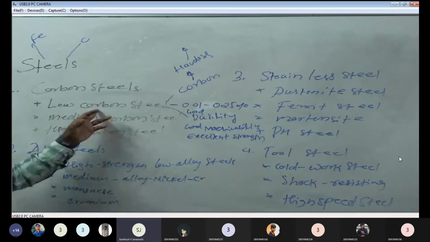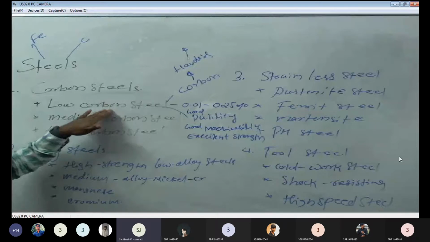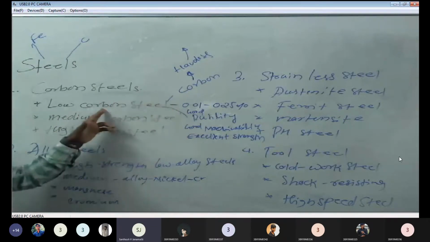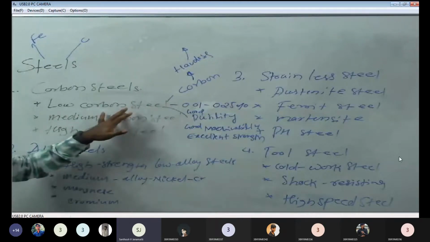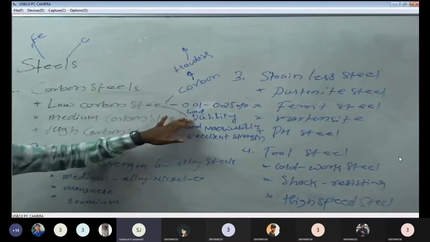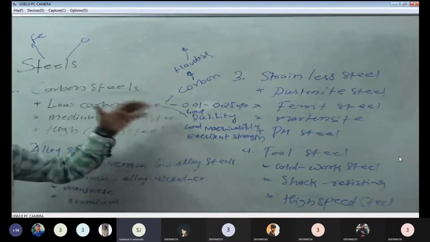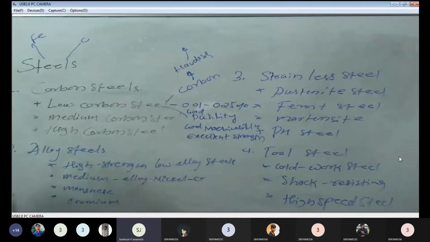What about the hardness of the steel? Suppose you ask, what about the hardness, sir? These low carbon steels are very poor in hardness. They will not possess hardness, because there is not much carbon content present in this kind of steel. Very small carbon is present. As a result, we cannot expect hardness from the steel, but we can expect ductility, because it is a soft steel. Soft steel means it has good ductility, good machinability, and excellent strength, which we can expect from the low carbon steel.